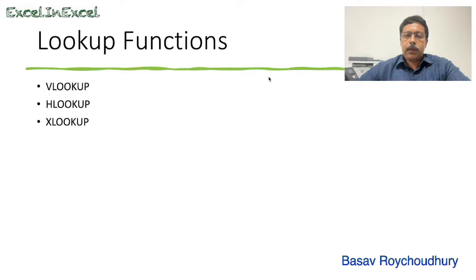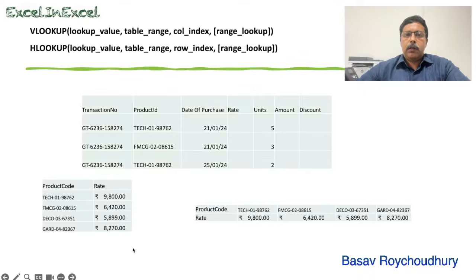So first let us discuss the Vlookup and Hlookup. And we'll do it with an example. When we talk about the Vlookup or Hlookup, V or H here stands for vertical or horizontal. Therefore, when we are talking of Vlookup, we are talking of a vertical lookup, and when we are talking of an Hlookup, we are talking of a horizontal lookup.